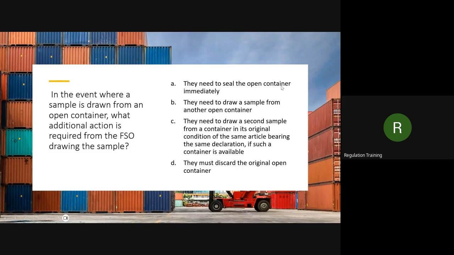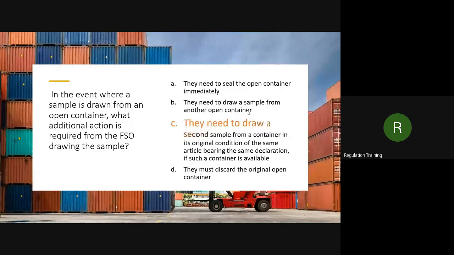They need to seal the open container. Okay, it's not their business. They need to draw a sample from another open container. No. If the sample has been collected, then another container is not required. They need to draw a second sample from a container in its original condition, of the same article bearing the same declaration. Okay, that is the correct one. They must discard the original open container. No. So the correct option is C.